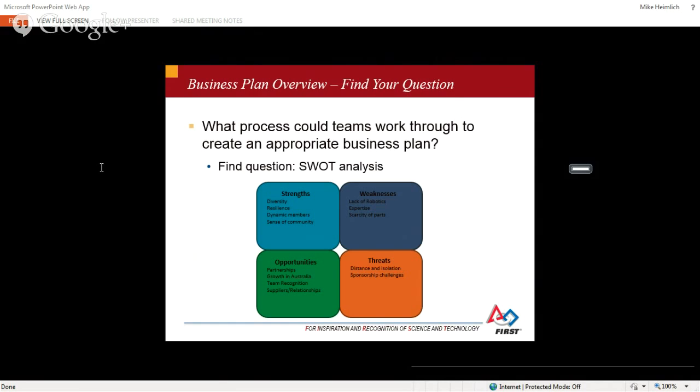So if you struggle with understanding what your threats are, and that might be something that you haven't really thought about. But as an FRC team, what are the half a dozen things that would cause your team to fold up and disappear? Those would be the threats.